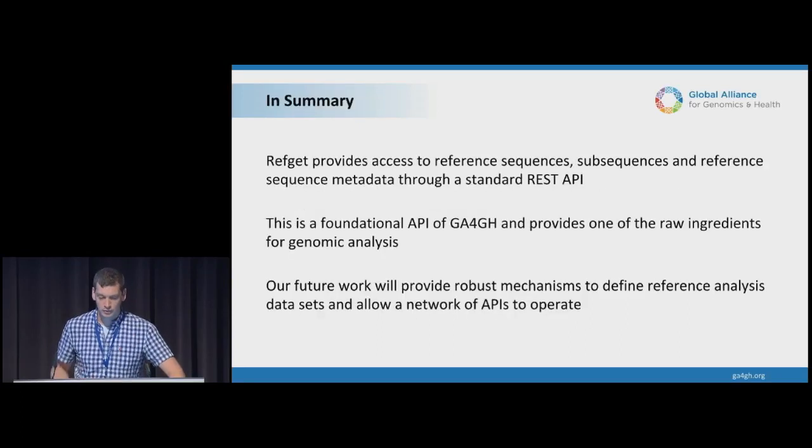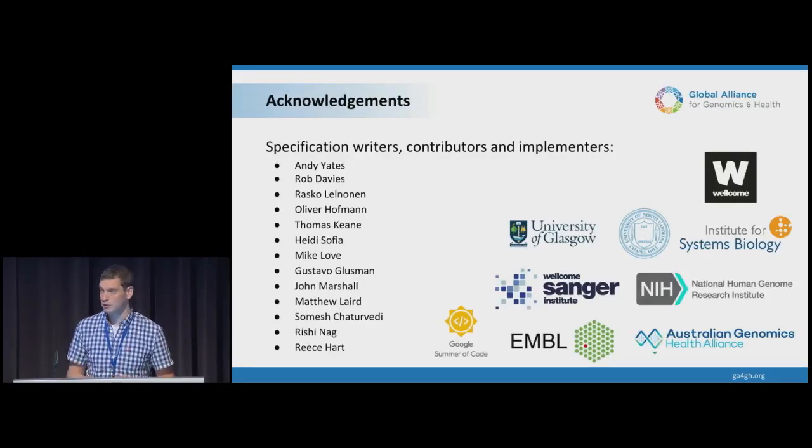So in summary, refget provides access to reference sequences, subsequences, and sequence metadata through a standard REST API. It's a foundational API of Global Alliance. It's one of the raw ingredients of genomic analysis as well. And our future work is going to provide robust mechanisms to define reference analysis datasets and networks to operate those APIs within.